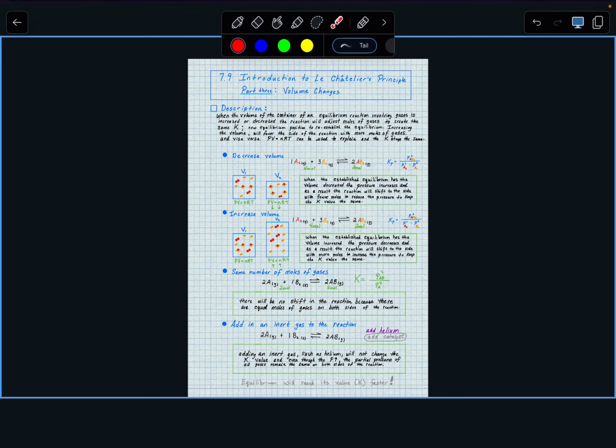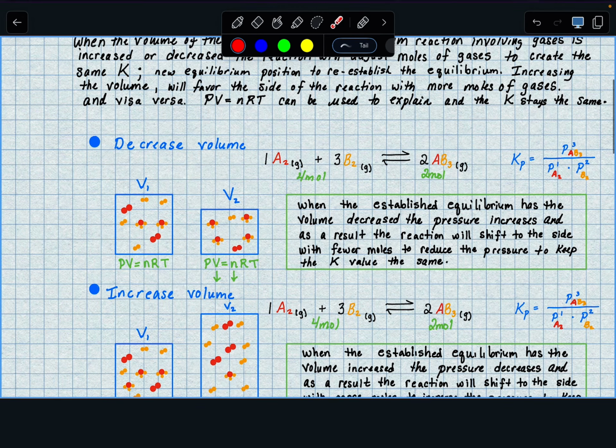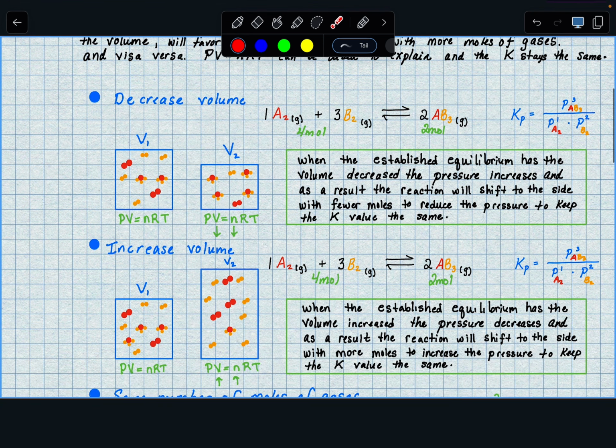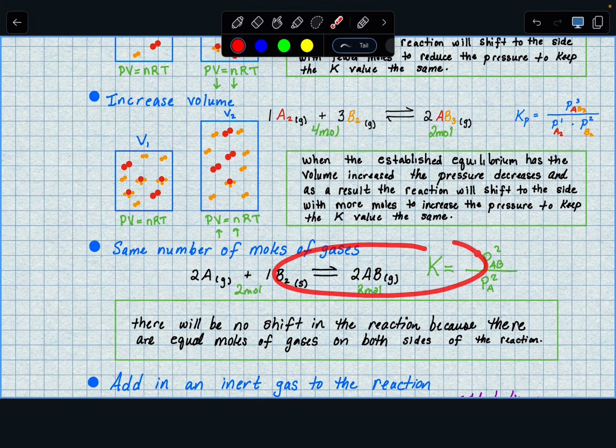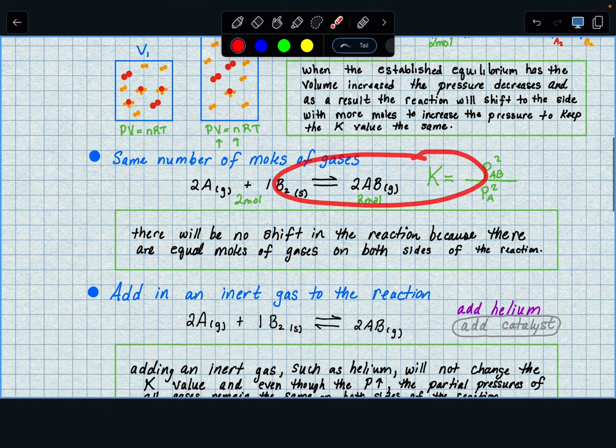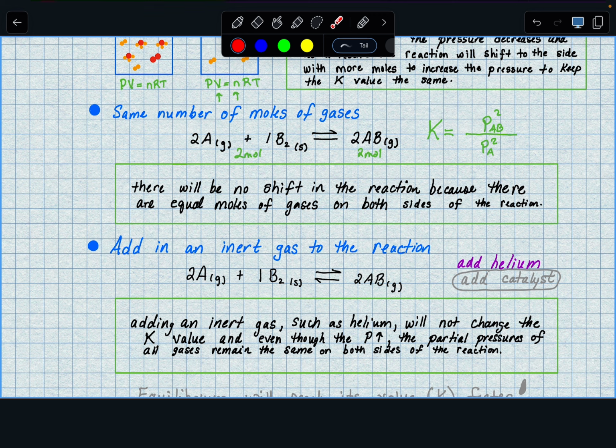Just a quick review one more time. If we decrease the volume, I'm just going to zoom in. If we decrease the volume, it's going to favor the side that has fewer moles of gas. Just count which side has fewer moles of gas. If we increase the volume, it's going to favor the side with more moles of gas to create, again, an increase in that pressure that momentarily would drop. And then if we have equal moles, there's no effect on that equilibrium at all. There's no disturbance. Same with an inert gas, and also same with a catalyst. You're going to have no effect on the disturbance of that equilibrium.